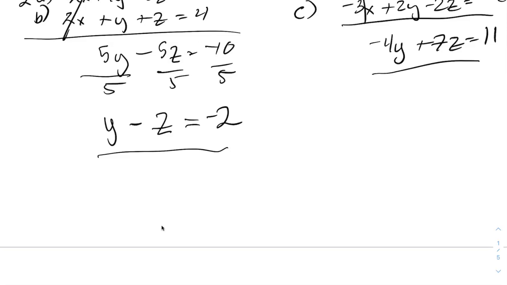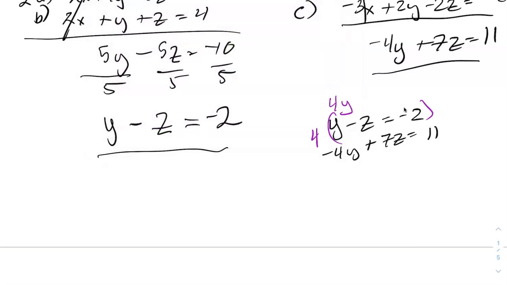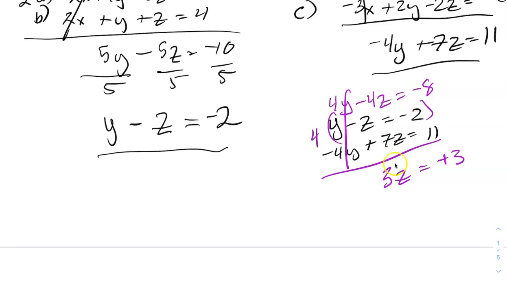So now I have y minus z equals -2 and -4y plus 7z equals 11. So elimination. I multiply this top row by 4. So I get 4y minus 4z equals -8. If I add these up, these cancel. I get 3z equals 3. Divide by 3. Z equals 1. Once you get your first variable, that's the hardest part.